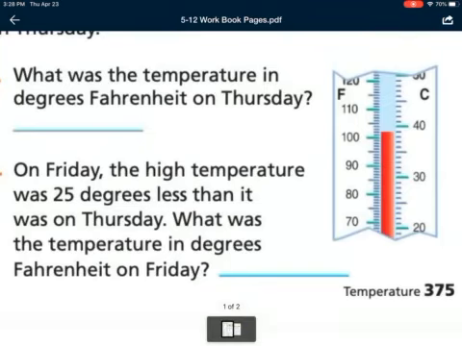On Friday, the high temperature was 25 degrees less than it was on Thursday. So what was the temperature in degrees on Friday? That's where I would definitely have to do some math. On Thursday it was 102, and on Friday the high temperature was 25 degrees less. I had to think, is that going to be plus or minus? If it was less on Friday, that means I'm going to do some subtraction. So I just have to do 102 minus 25. You can do that in your head, or you can even do your work. But then that answer would be 77 because I had to go down.